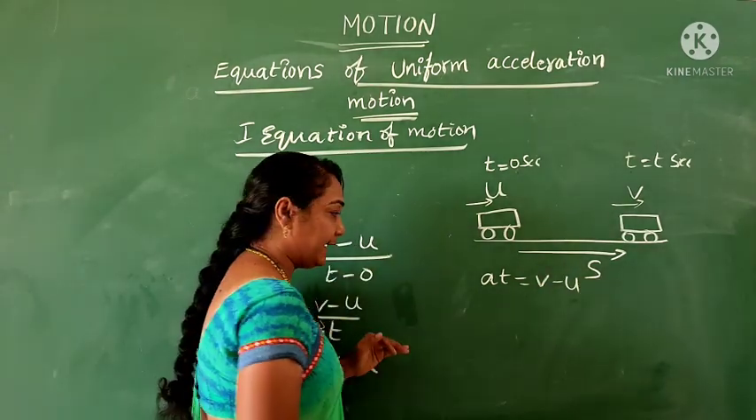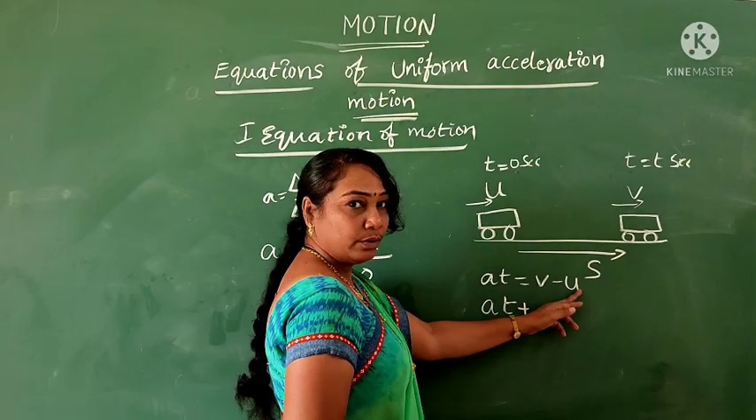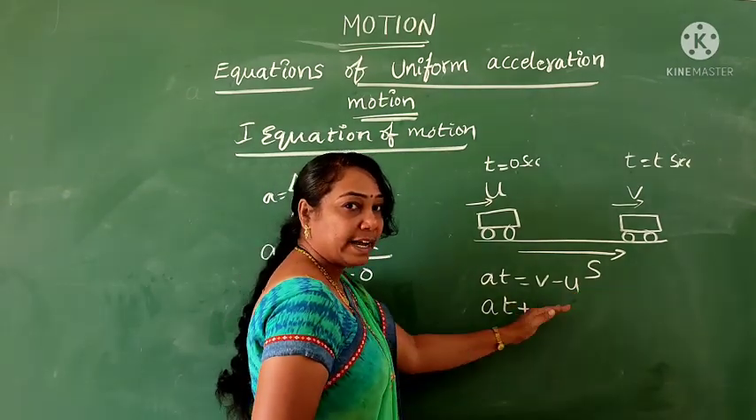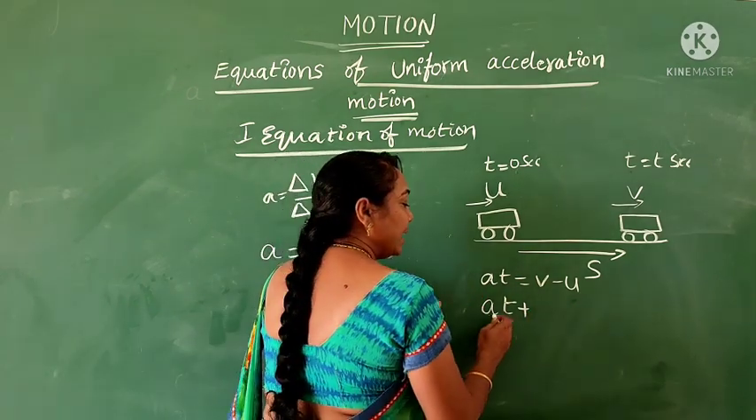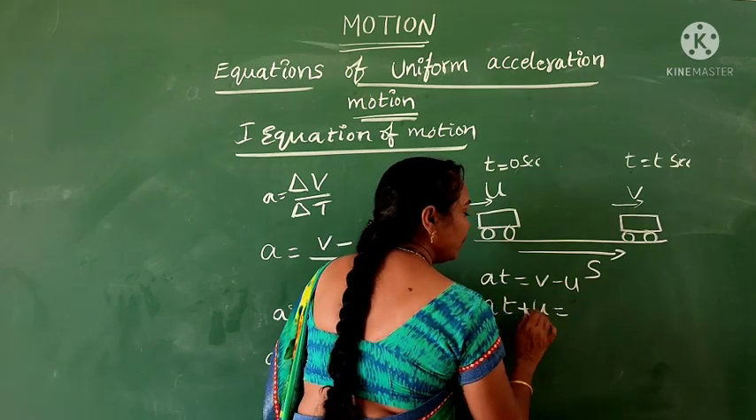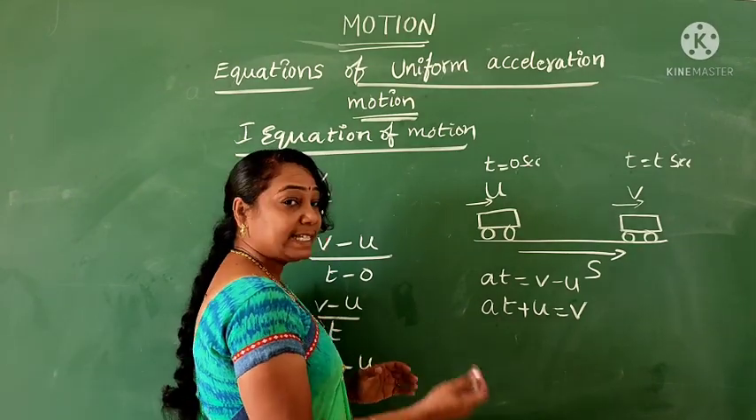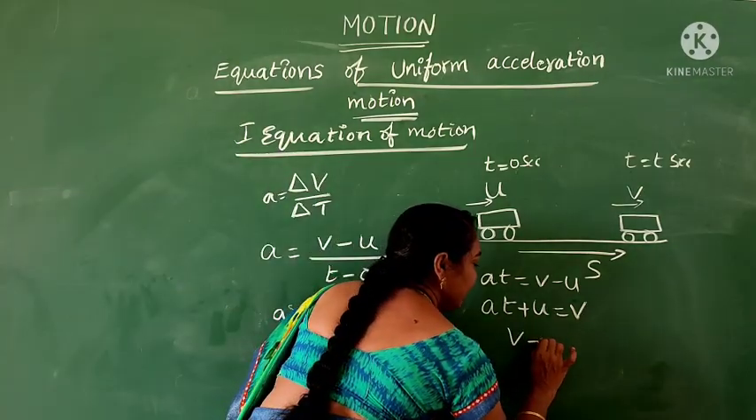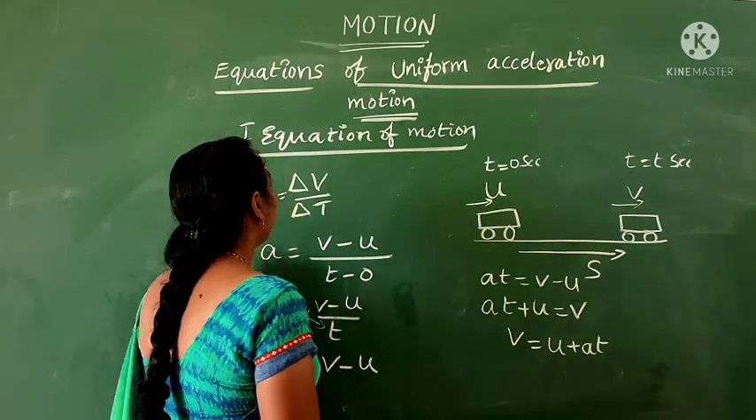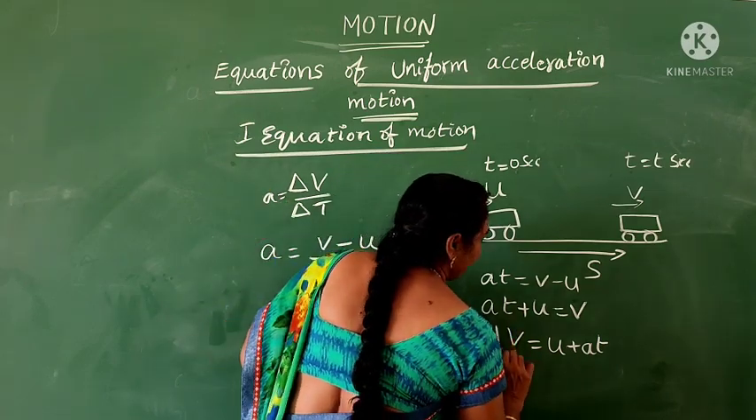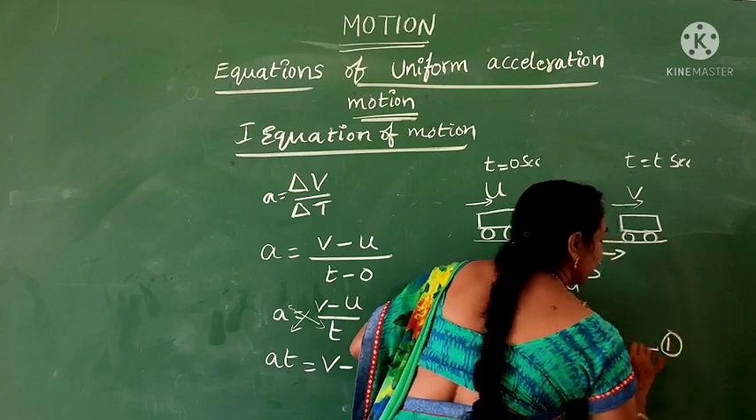This equation can be written as at plus u, since this u comes to this side. So this negative mark is converted into positive. So at plus u is equal to v. This can be simply written as v is equal to u plus at. This is the first equation of motion.